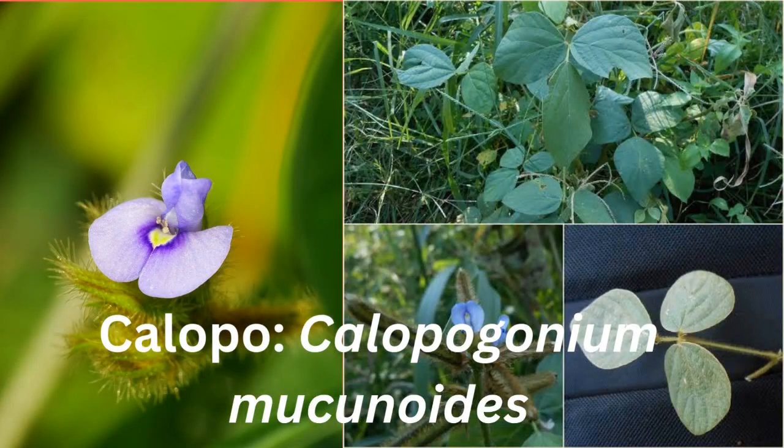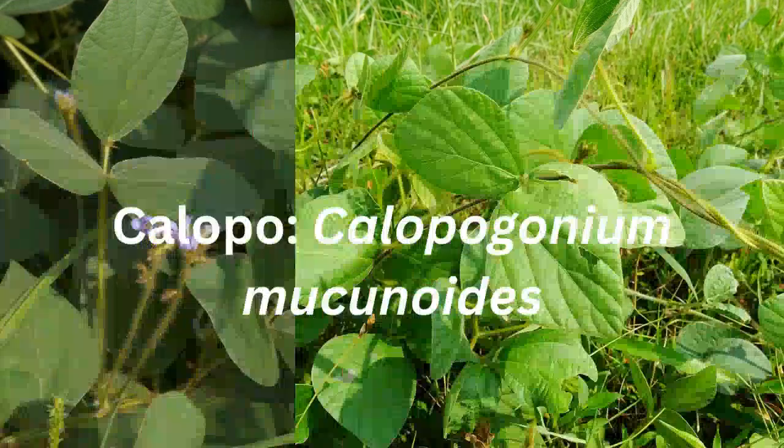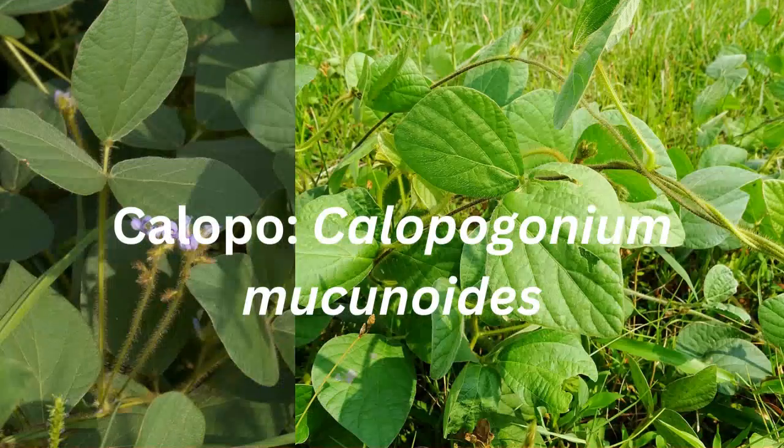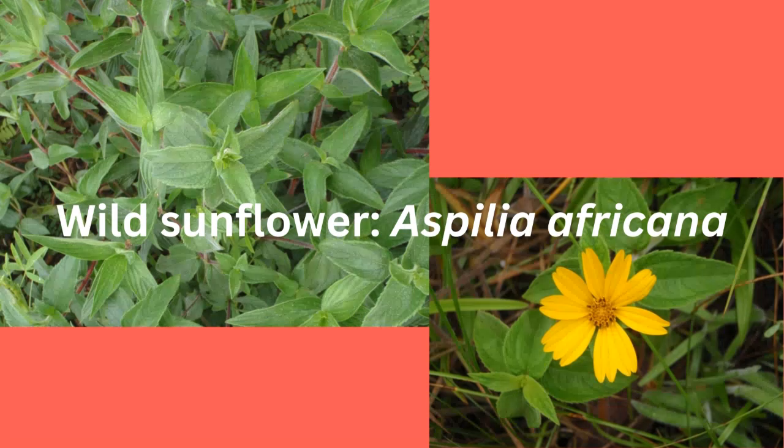We have the calopo. This is what I was saying the other time. Calopogonium muconoides. You can see that all the botanical names are written in italics. So it is either you underline your botanical names or you italicize them. So calopo is botanically referred to as Calopogonium muconoides.